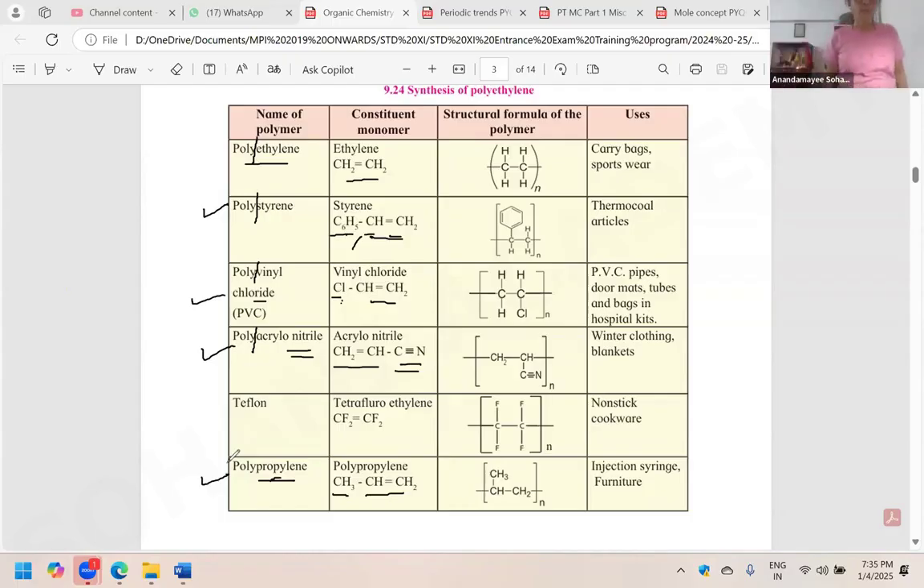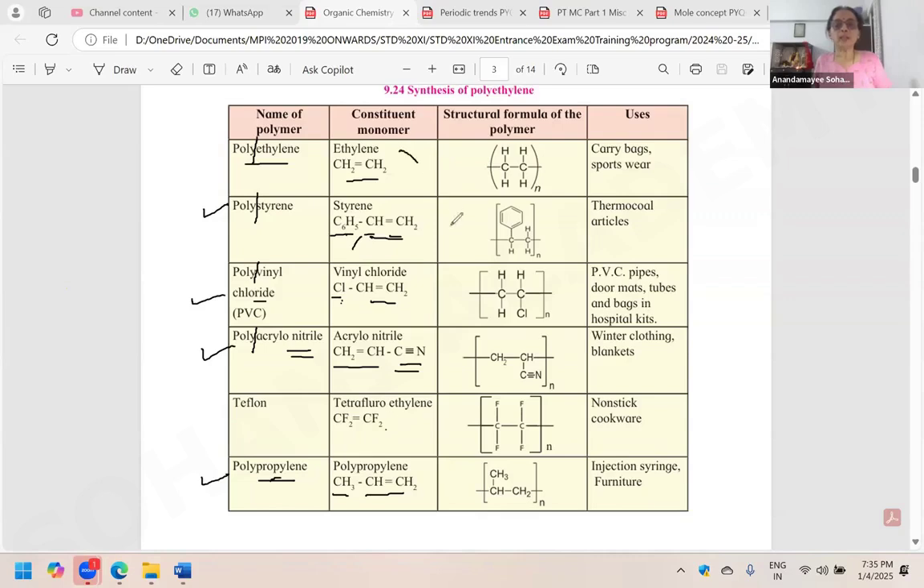So by good mnemonic and by good observation, you can very easily remember the names and their constituent monomers. So quickly, only the Teflon part you will have to remember separately, that in CH2CH2, F comes in place of H.